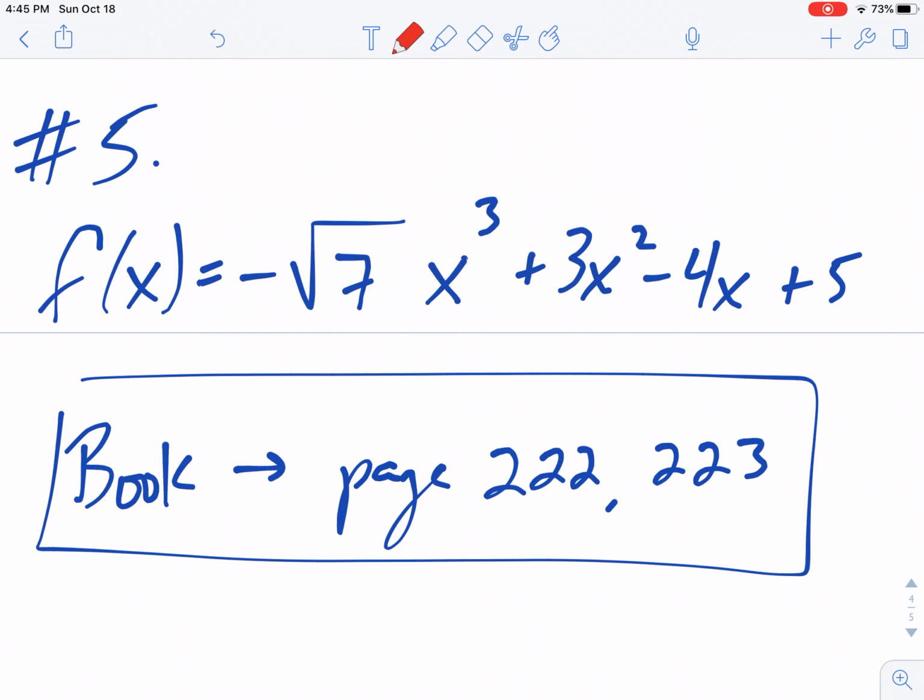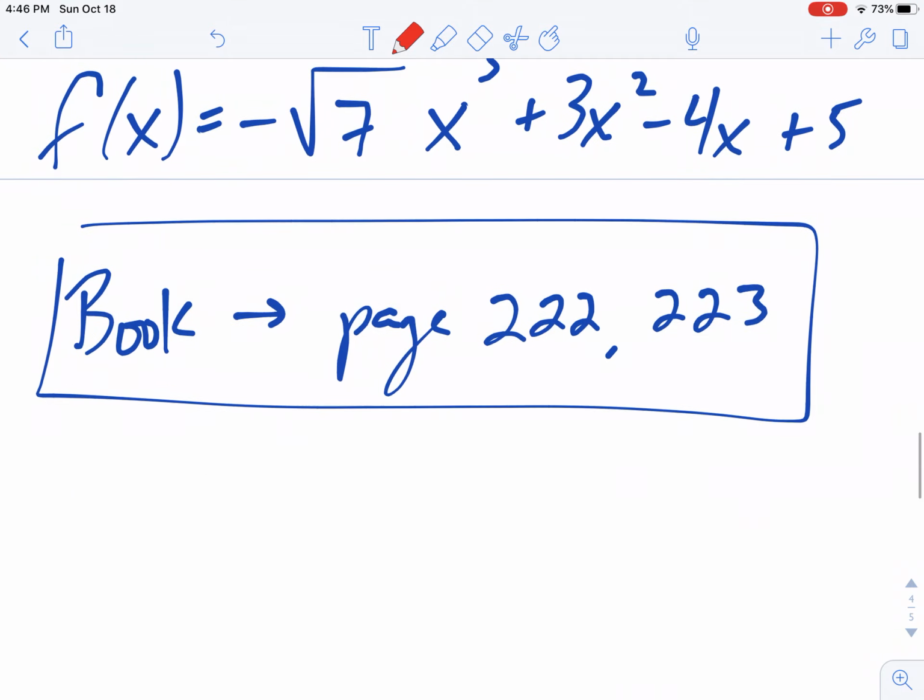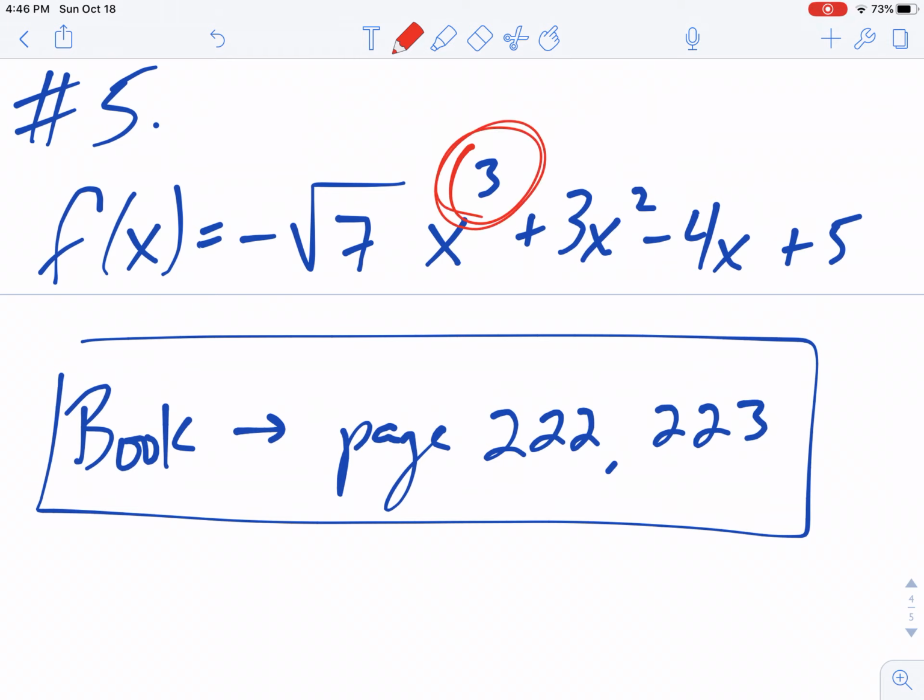So my example here, number 5, is an odd degree function. This is a third degree polynomial. So I'm going to look at my choices here. Again, this is not something I would say to memorize, but you can if you want. I say you don't memorize it because you can always type it in your calculator or look it up in the textbook.